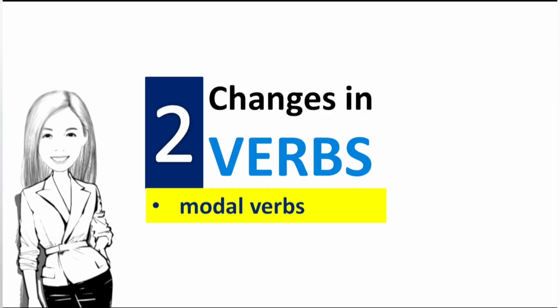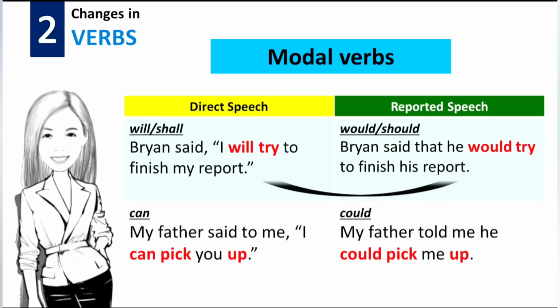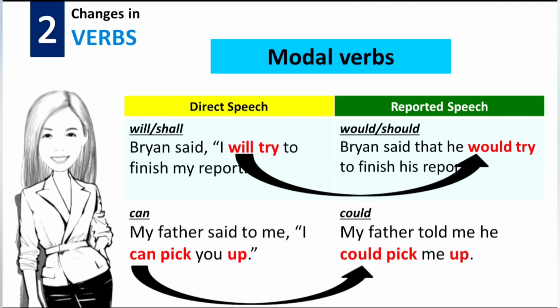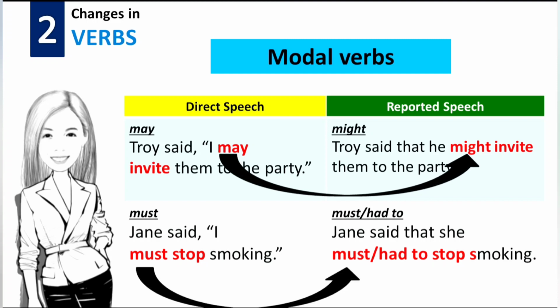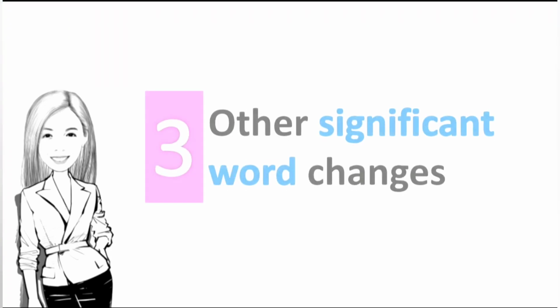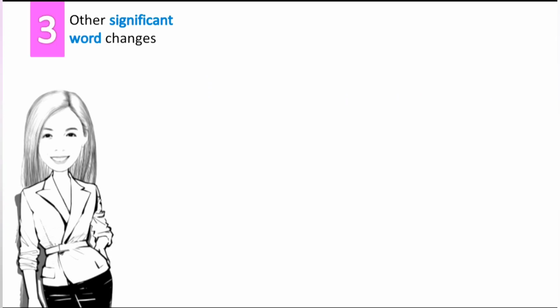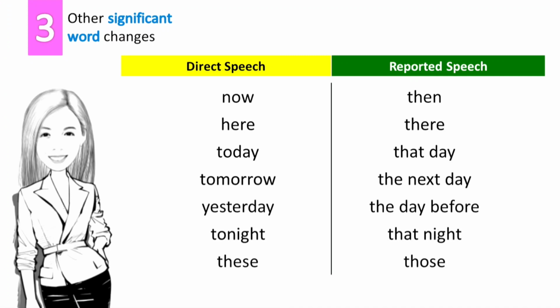Next, modal verbs. We change will or shall to would or should, and can to could. We also change may to might, and must to must or had to. Number 3, other significant word changes. Here are some of the examples. We change now to then, here to there, today to that day, tomorrow to the next day, yesterday to the day before, tonight to that night, and these to those.